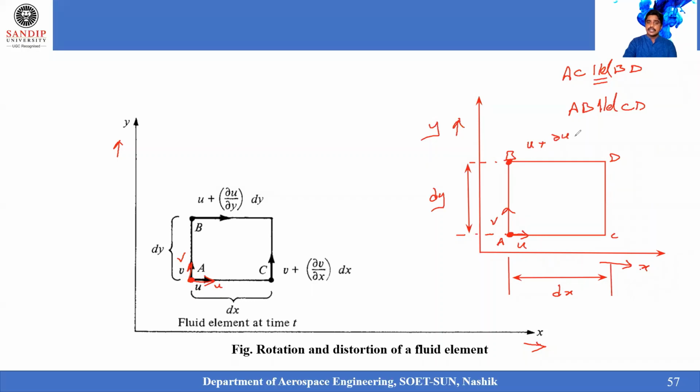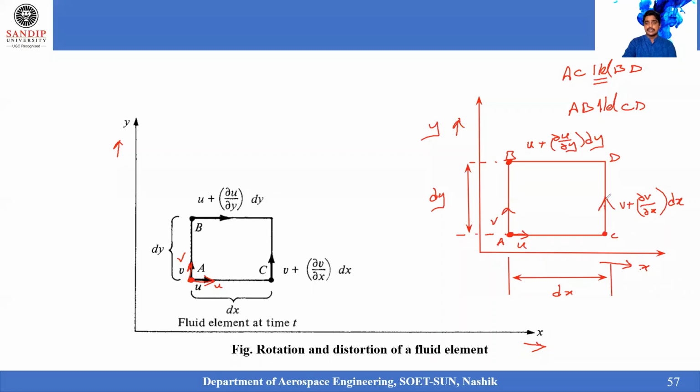So that I am representing it as ∂u/∂y into dy. If you take the mathematical expression again of this one, it will remain the same. Similarly, when I'm talking about the v velocity at the point A and at the point C, the velocity which is acting in the parallel direction, along this particular direction, can be written as v plus ∂v/∂x into dx. That is at the point C, that is at the point P parallel to that particular point.